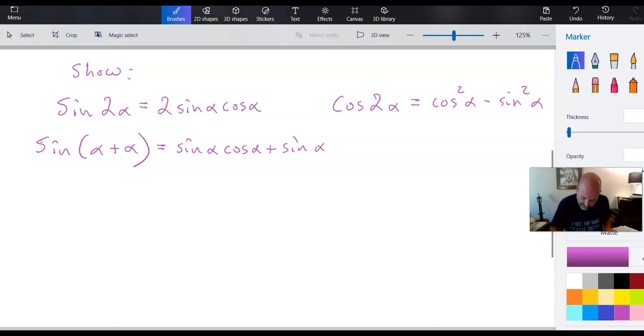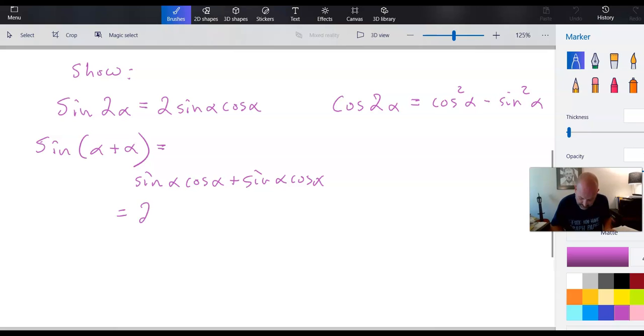Oh, I'm going to run out of room if I do this. Let me just scoot this over. So it'd be sine alpha cosine alpha plus sine alpha cosine alpha. And that's the same value twice. So what that ends up being is 2 sine alpha cosine alpha.